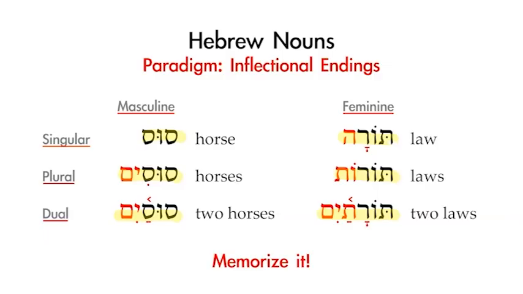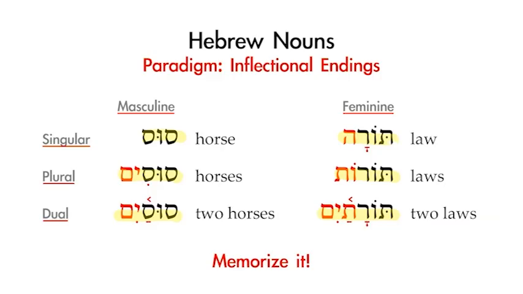You must be able to say it out loud and then write each of those forms precisely. It may even help you to memorize it using color, with a black and a red pen. So let's say those masculine nouns again in the categories of singular, plural, and dual. It's sus, susim, and susayim. Then in the feminine, it's Torah, Toroth, and Torathayim.